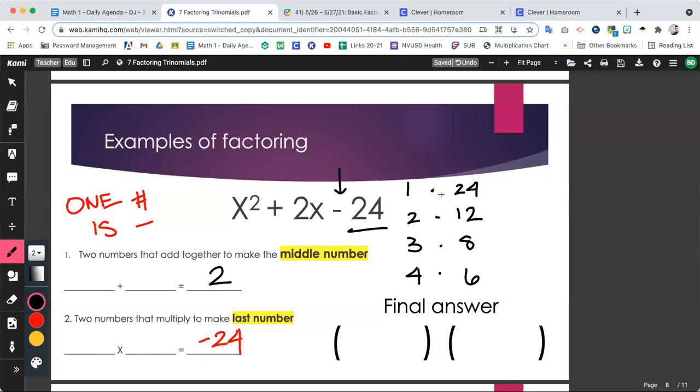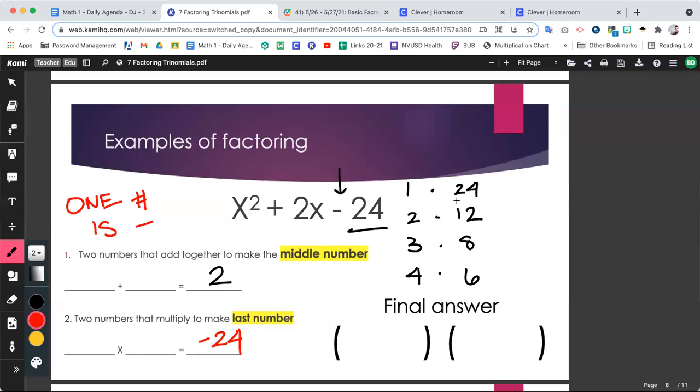Now at this point, we don't know which number is going to be negative. So we have to think about both situations. It's kind of like a puzzle. You try things. If it doesn't fit, you try something else. Okay. So you can narrow it down by looking at the number that we need. We need the numbers to add up to 2.